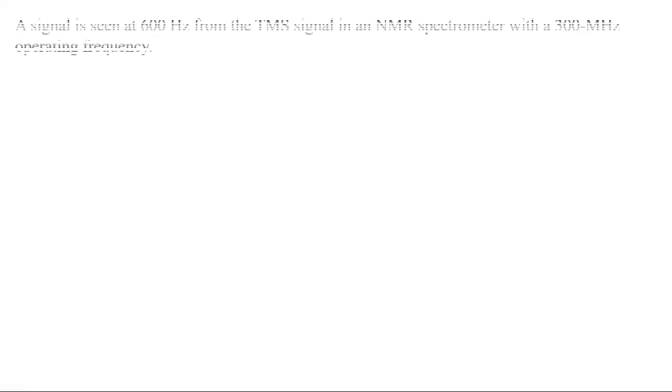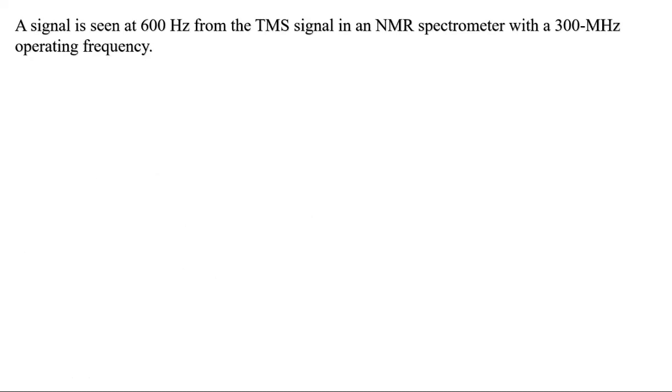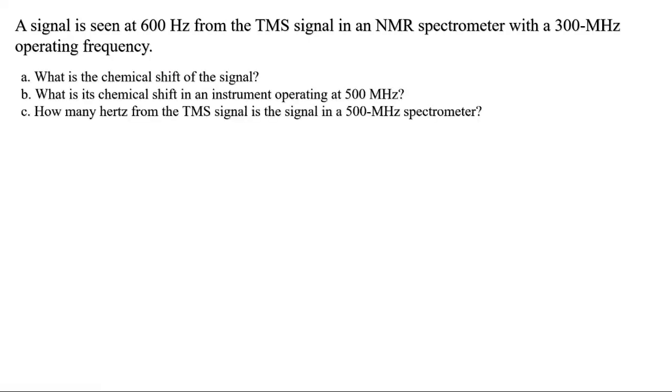Now come to the next question. A signal is seen at 600 hertz from the TMS signal in an NMR spectrometer with a 300 megahertz operating frequency. So now the question is, what is the chemical shift of the signal? Then the second question, what is the chemical shift in an instrument operating at 500 megahertz? And the third question is, how many hertz from the TMS signal is the signal in a 500 spectrometer? So we will see one by one.